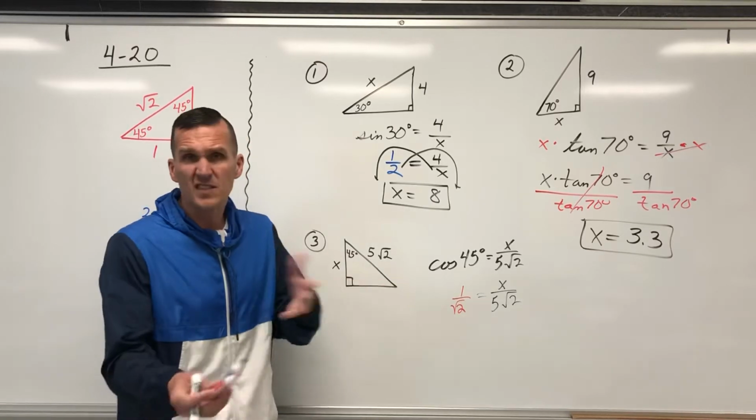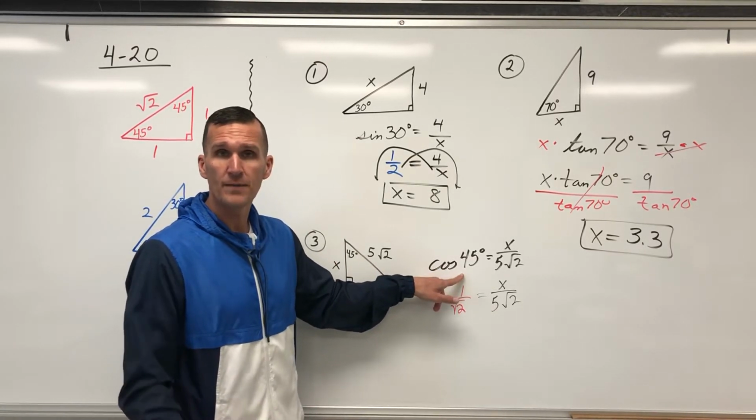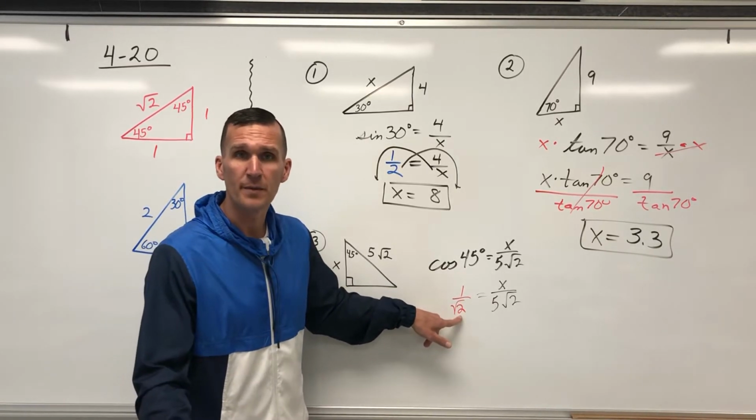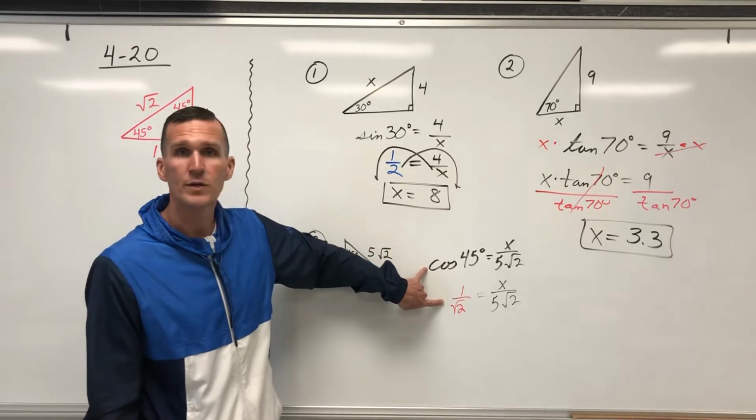Now, this is a little thing you can do to just explore. Do the cosine of 45 degrees in your calculator. It's an ugly decimal number. Do 1 divided by rad 2, it's an ugly decimal number, but it's the same ugly decimal number. So those are equal to each other.